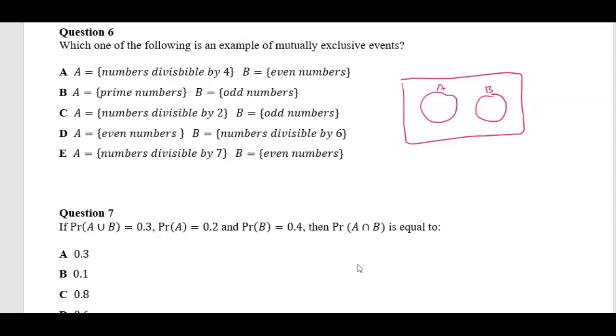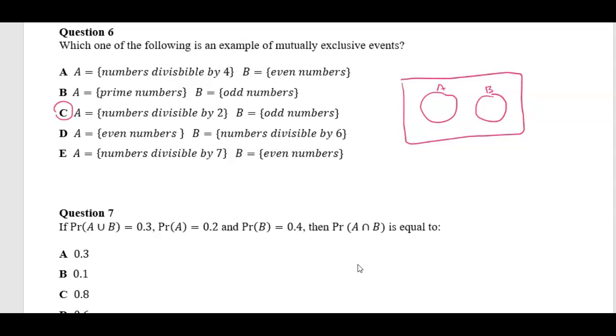So the prime number 7 is odd, so they're not mutually exclusive. Numbers divisible by 2 and odd numbers. Okay, so all odd numbers aren't divisible by 2, so that's going to be C. Let's just check the others.